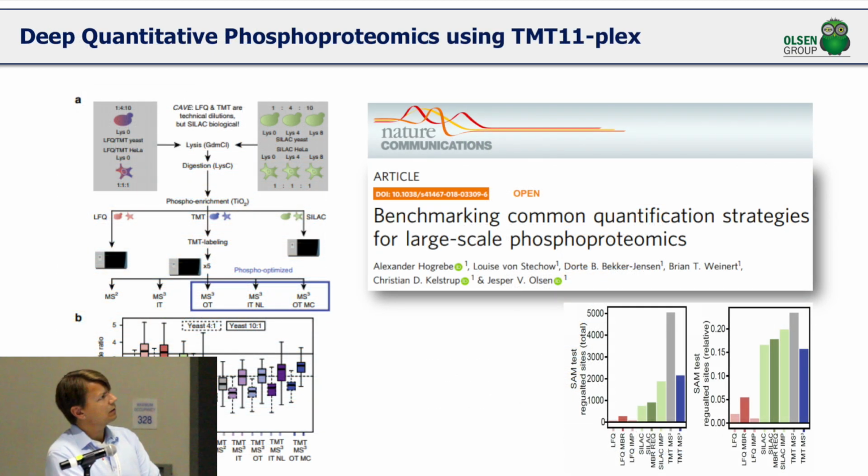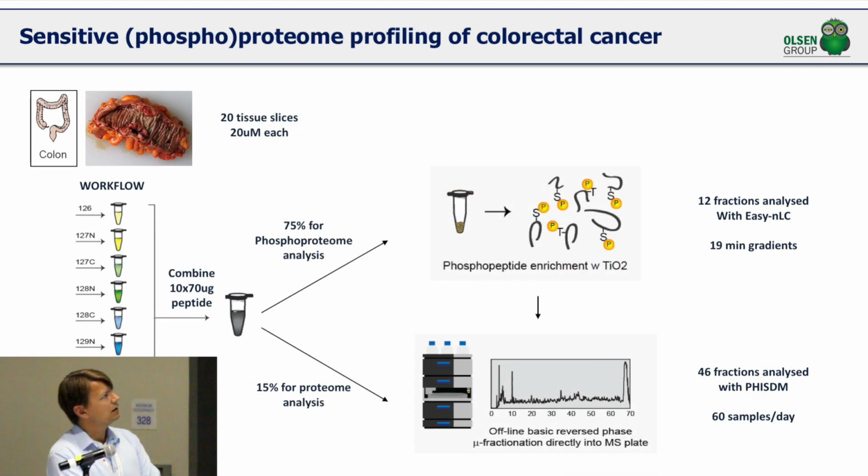We also recently showed that we can actually do very deep phosphoproteomics using TMT quantitation, especially with the MS2-based methods. And that's also something that we are now applying to screen different cancer types. In this case, we're looking at colorectal cancer, where we got 20 tissue slices of 20 microns each. And where we again have this very sensitive workflow where we can do TMT labeling of just 70 micrograms of peptides that we would then split, parts of it for phosphoproteome analysis and parts of it for proteome analysis.